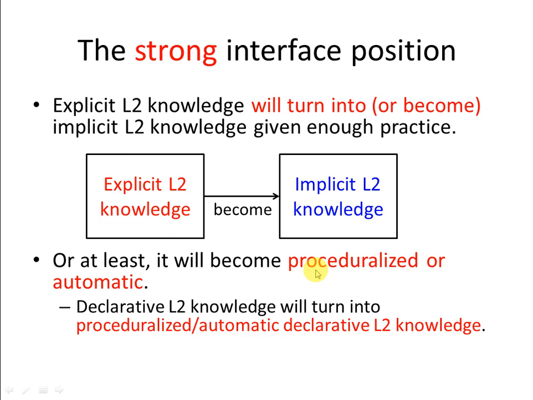So this will become proceduralized or automatic. So here we are using the declarative procedural distinction. So explicit knowledge is declarative knowledge, and declarative second language knowledge will turn into proceduralized or automatic declarative second language knowledge. So it is still declarative, but it has been proceduralized and it is automatic now. So this type of knowledge can function in a similar way to the real implicit second language knowledge. But it's still different. It is still declarative, but it is automatic. We can use it automatically. And the use of it is proceduralized. Okay, so this is the strong interface position.